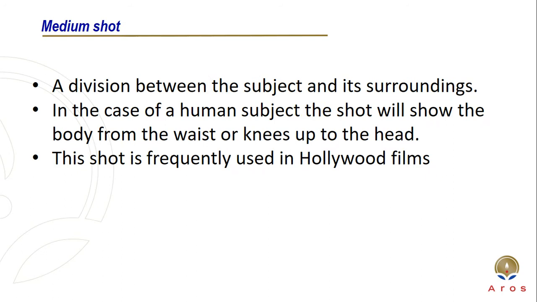The medium shot, shorter than the long shot, is divided between the subject and its surroundings. In the case of a human subject, the shot will show the body from the waist or the knees up to the head. Usually the waist. This is also the most common shot, although it all depends on what you are trying to convey with your film as well. As you can see there, it says it's the shot frequently used in Hollywood films.